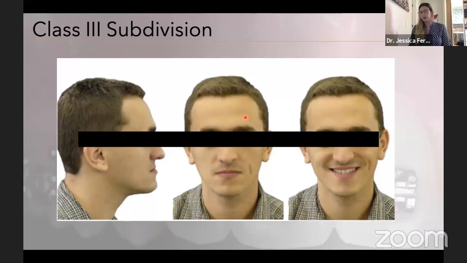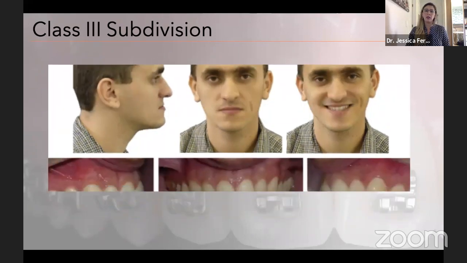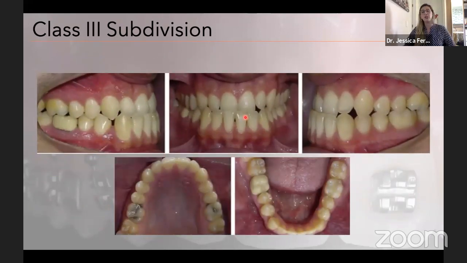However, as I told you, not all subdivision malocclusion will be treated with extraction. We have to consider one more time the malocclusion severity and the patient's needs and wants. So this patient has a class 3 malocclusion. However, he doesn't want to be treated with extractions, and he showed us to be a very compliant patient. So we thought to treat this malocclusion with unilateral intermaxillary elastics.